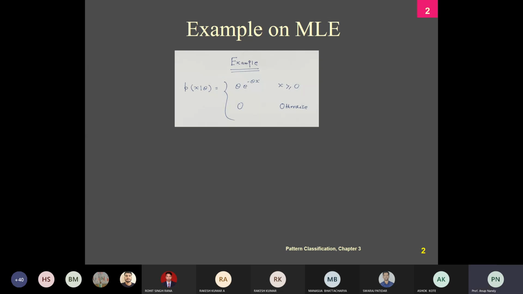What will be the likelihood function? What will be your likelihood function?